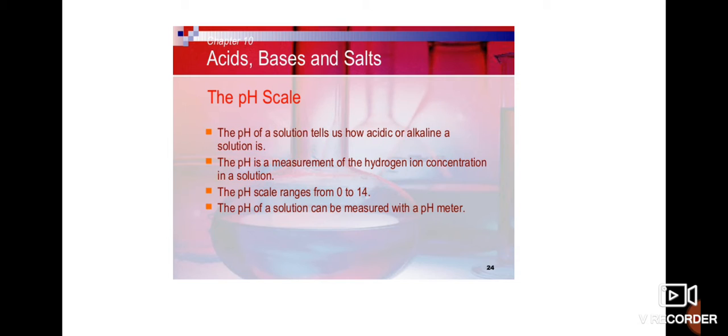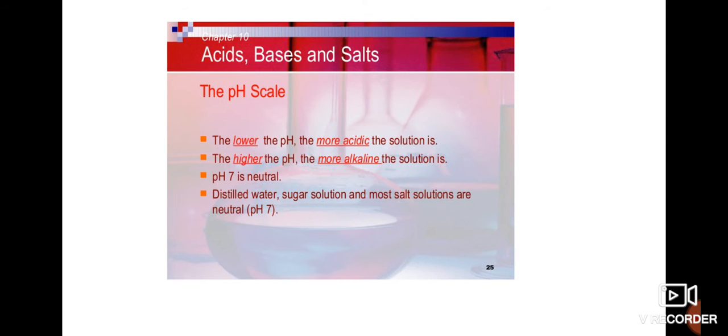Normally, the pH of a solution will tell us how acidic or alkaline a solution is. With the help of a pH meter or a pH paper, we can measure the hydrogen ion concentration in a solution. The pH scale ranges from 0 to 14. As far as we know, the lower the pH, the more acidic the solution is; the higher the pH, the more alkaline the solution is. pH 7 is considered to be neutral in nature.